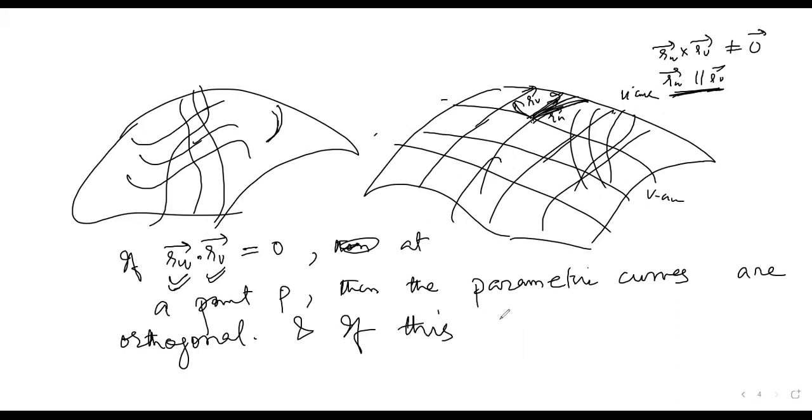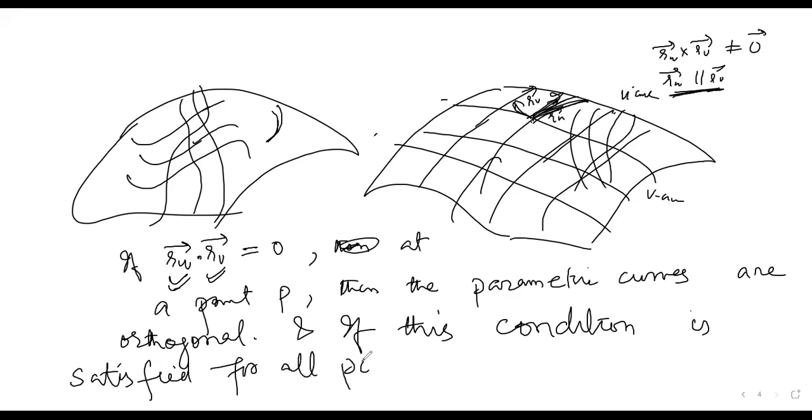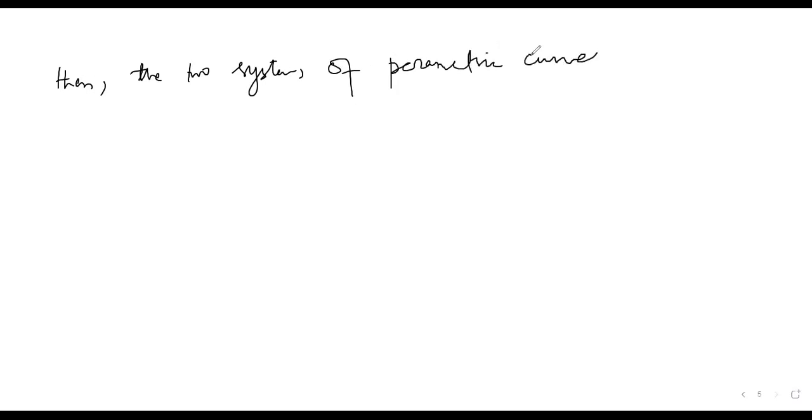And if this condition is satisfied for all points in the domain D, then the two systems, ये जो u curves और v curves हैं, two systems of parametric curves are orthogonal.